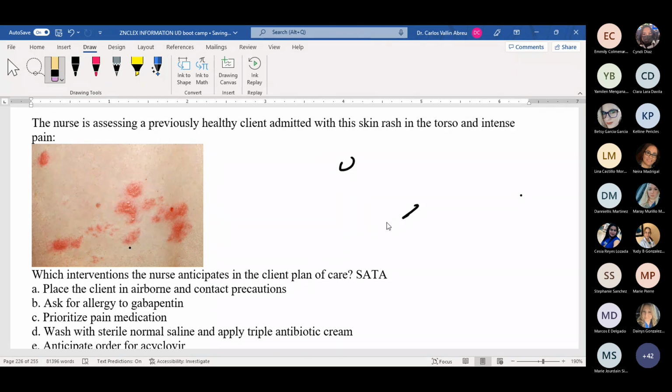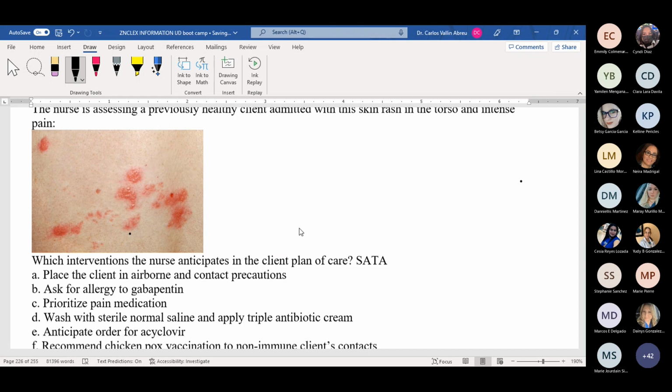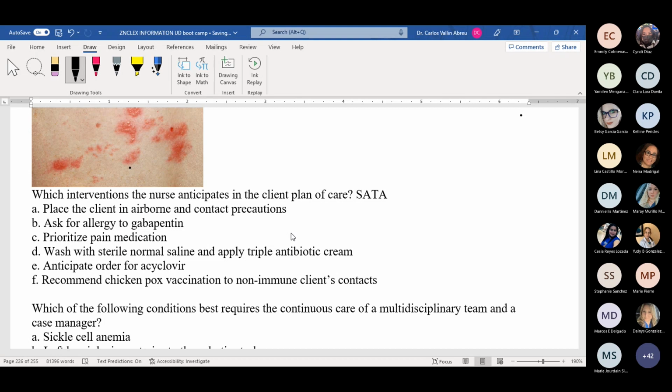Are we good? So now in this case, when they say previously healthy client, obviously it is not an immune suppressed client, and is having the skin rash in the torso. Torso is the trunk, yes? And is hospitalized. So in the plan of care, we place the client in contact precaution, but not airborne. So I don't mark this option.